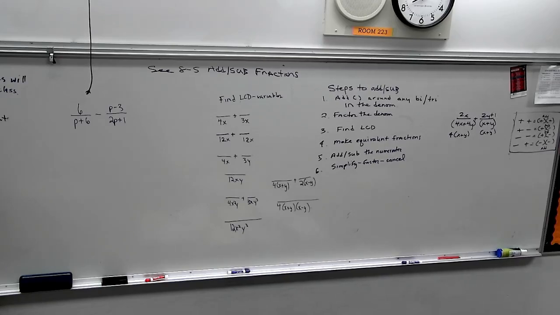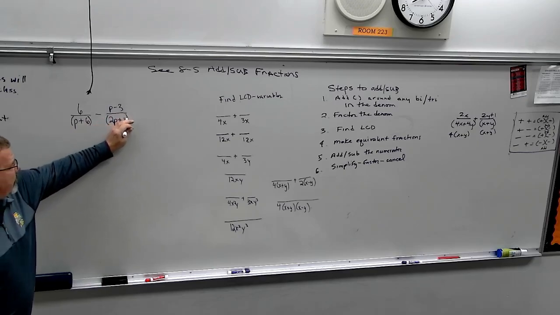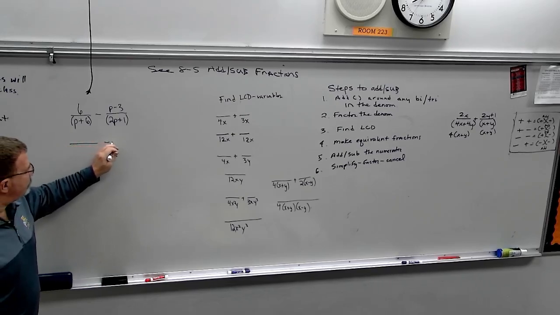Step 1, do I need to add parentheses in the denominator? Yes. There's a binomial, there's a binomial. Step 2, can I factor any one of those? No. Nothing's factorable. I can't take out a GCF, nothing to do. So what is your lowest common denominator now?